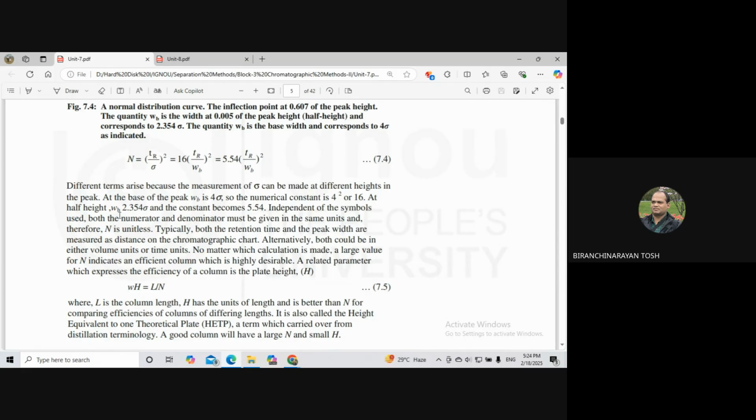At half height, the width equals 2.354 sigma, so the square of that gives the constant 5.54. Independent of the symbols used, both the numerator and denominator must be given in the same unit, and therefore n is unitless.